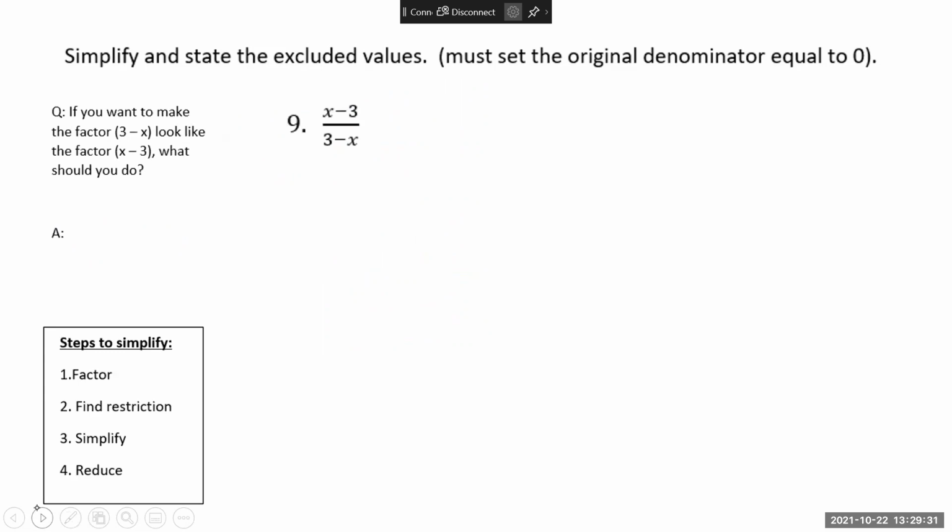Okay, so number 9, we learned this before. These are almost identical, but the bottom one is opposite and switched. We learned a trick earlier to make these match, and that was to factor out a -1. Take a -1 out of the bottom. So if I do that, -1 on the outside, that makes the x positive and the 3 negative. The top stays the same.